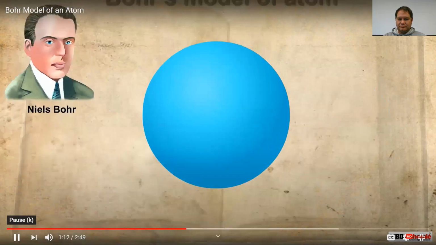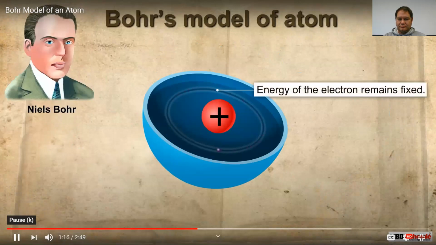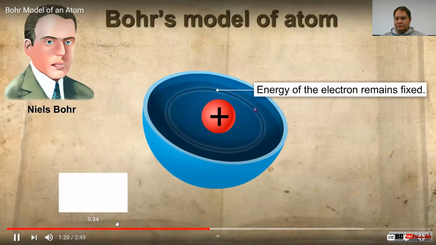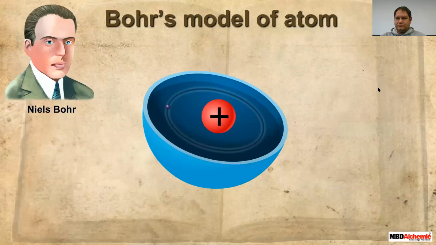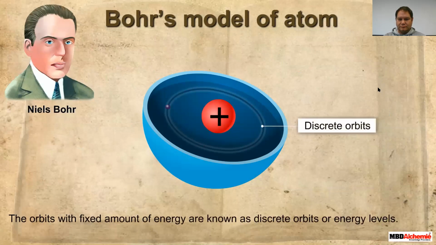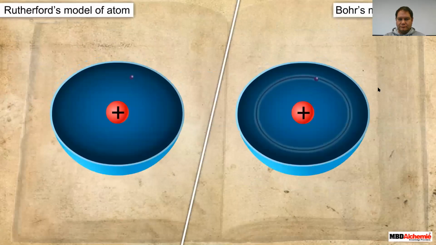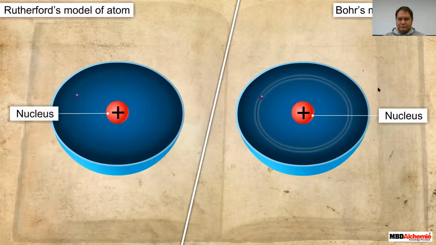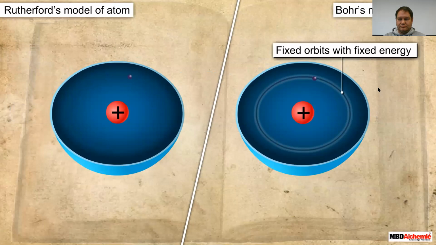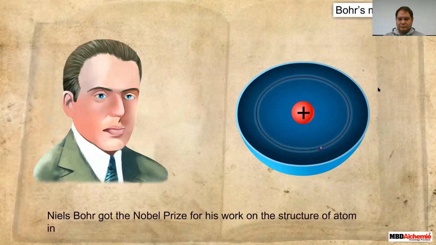Bohr said that electrons do revolve around the nucleus, but their energy remains fixed. He explained that the energy of electrons remains fixed because they are restricted to some fixed orbits. Each of these orbits is at a fixed distance from the nucleus and is associated with a fixed amount of energy. These orbits with fixed energy are known as discrete orbits or energy levels. These energy levels are represented by the letters K, L, M, N or the numbers 1, 2, 3, 4 starting from the center. So, the final model of Niels Bohr was similar to the Rutherford's model of an atom, which states that an atom consists of a positively charged center around which the electrons revolve. The only difference was that in the Bohr model, electrons revolve around a nucleus in fixed orbits with fixed energy. For his work on structure of atom, he got a Nobel Prize in 1922.